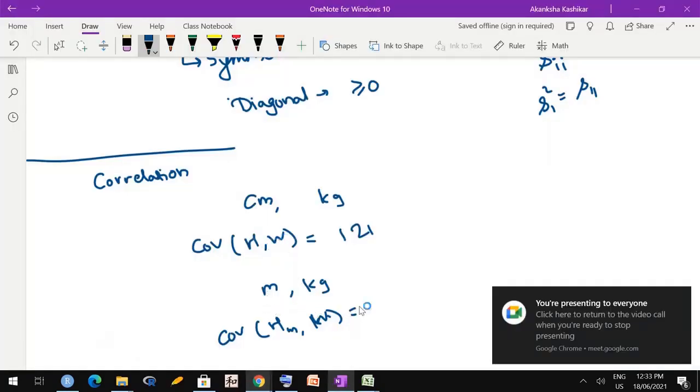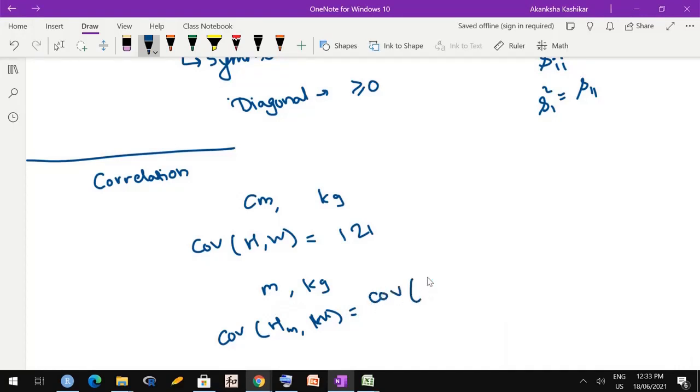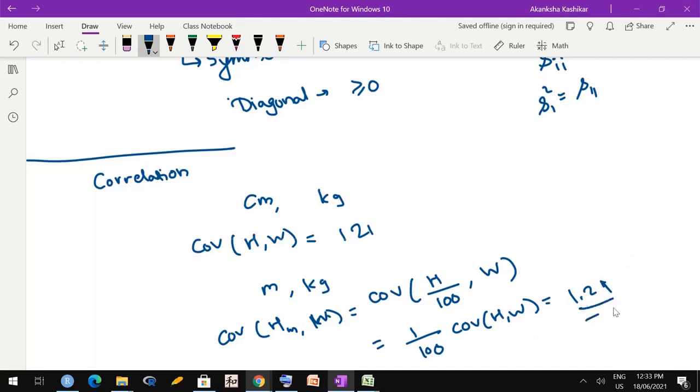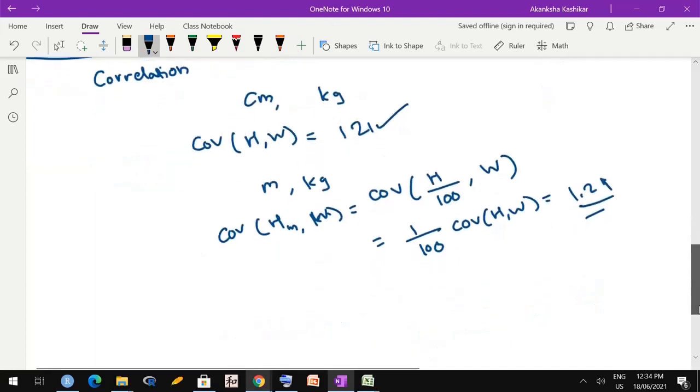Centimeter to meter means I am dividing by 100. So this covariance is the same as the covariance of the original height divided by 100 and the original weight. So this will be 1 by 100 times the covariance between the original height and weight. So this would be 1.21. Correct? Even though I have the exact same data set, just because I have changed units, I might be tempted to conclude that the covariance is not very high, because 121 looked like a high value, but compared to that, 1.21 is a very low value. So change of unit would give you a different conclusion, and that ideally should not be the case if you are talking about the same data.